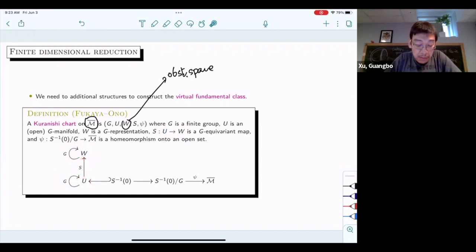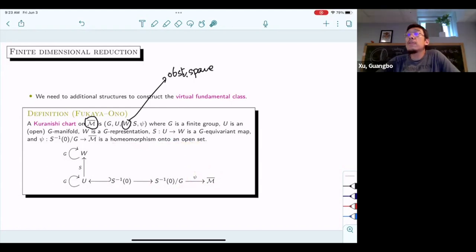Inside U, there is a zero locus, and this is a G-invariant set, and you can mod out by this group action G. And then the last element inside the Kuranishi chart is a continuous map from this zero locus divided by G into the moduli space of stable maps. And we require that this map is a homeomorphism onto an open subset.